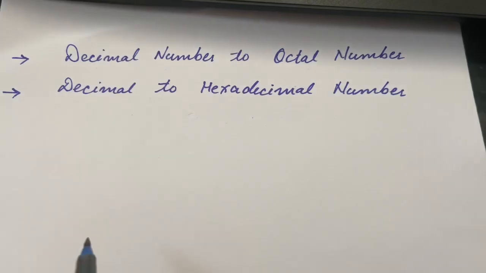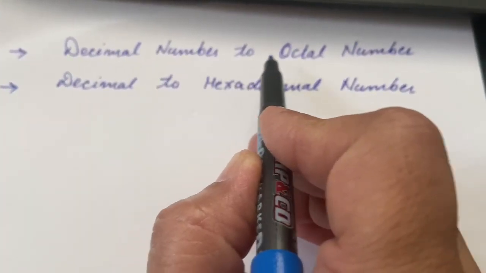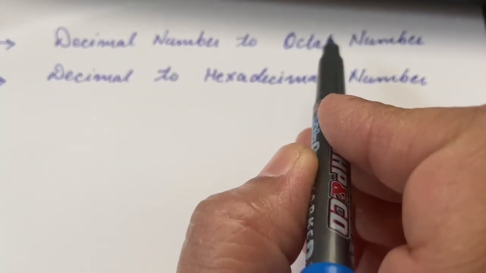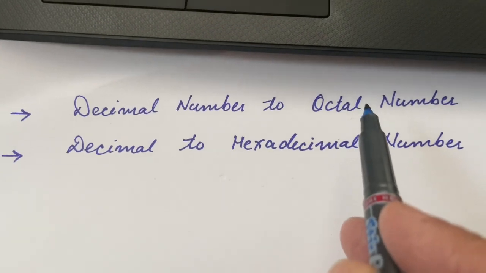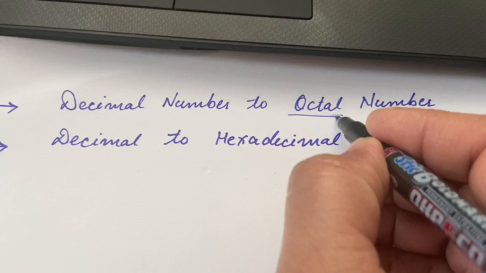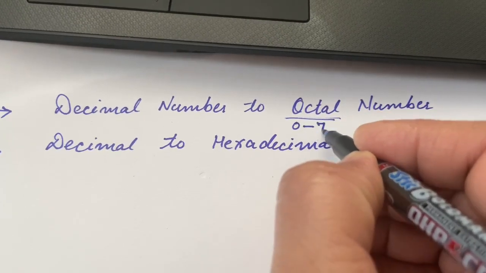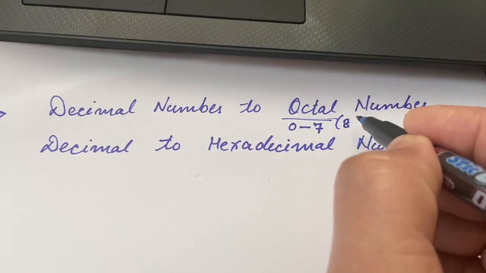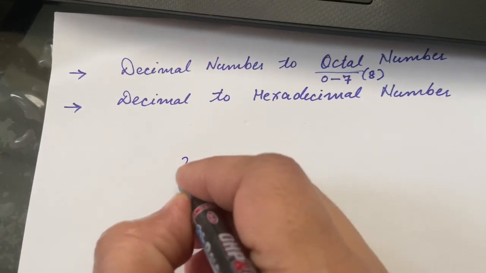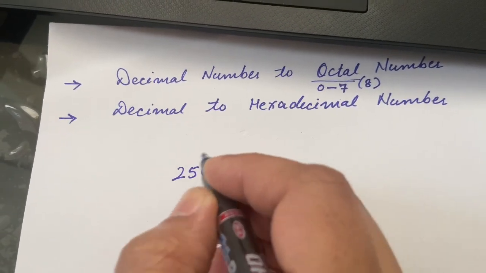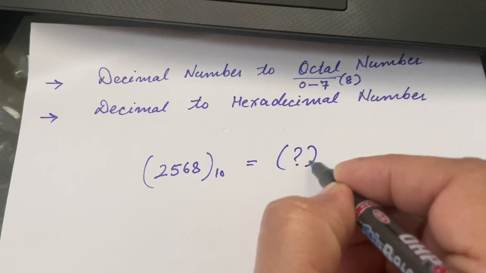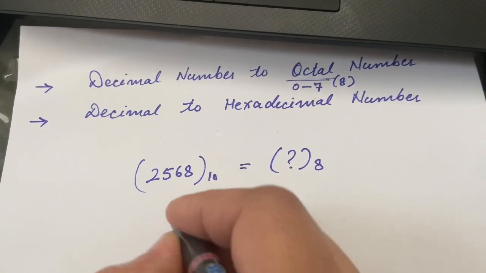Now see, children, conversion of a decimal number to octal is similar to the conversion of decimal to binary. The only difference is the base. In this number system, we have to divide the decimal number by 8, because we know in octal we have numbers from 0 to 7. So the base of the octal number system is 8. Now I'm taking one example, 2568. This decimal is to be converted into an octal number. So the octal number base is 8.